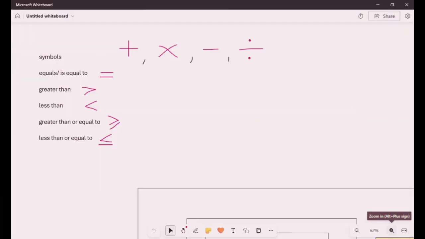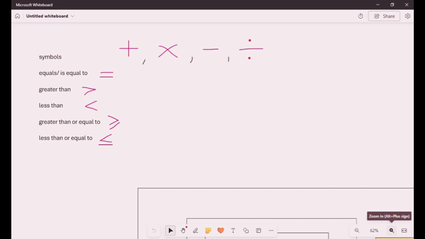Welcome. Today we're looking at mathematical signs. Sometimes we use mathematical signs to represent data. So the signs that we use will be representing statements, expressions, or mathematical ideas. The four basic operations use the signs that we know.